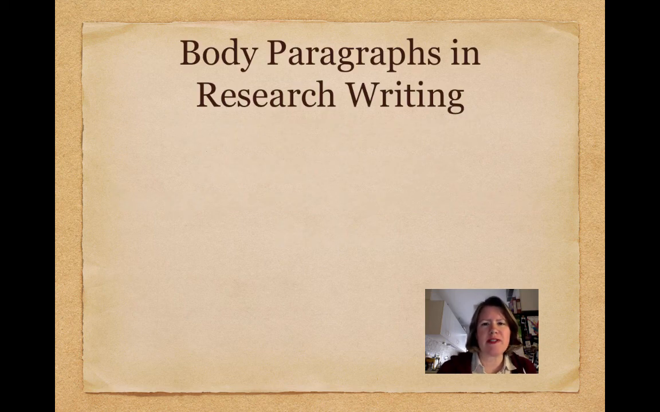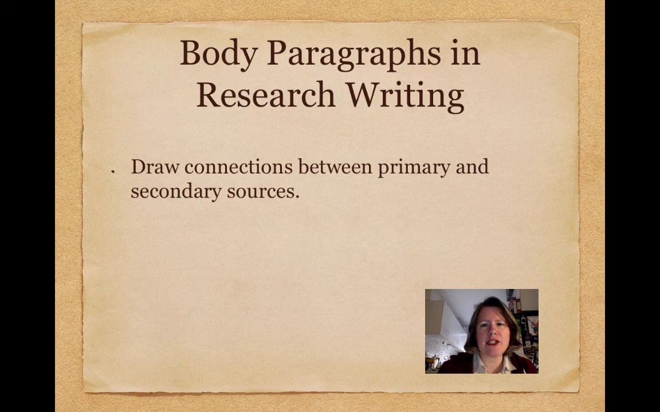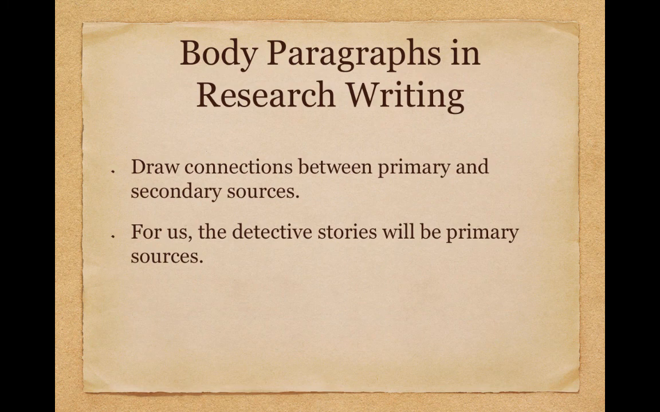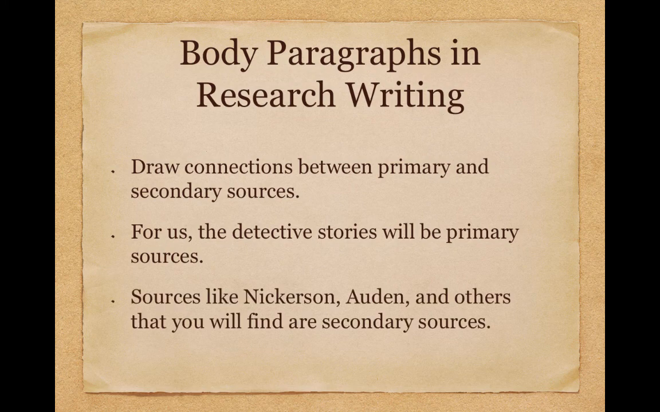All right, so for body paragraphs in research writing, you're usually drawing connections between primary and secondary sources. For us, in this class, the detective stories will be our primary sources. That means they'll be our source texts, the text that we are building our arguments from. But we'll also be using secondary sources, so articles that you will read and other sources that you might find to support what you're saying about those detective stories. And those will be our secondary sources. So far you've already read a couple of things that would be considered secondary sources. The Auden article and then the excerpt from Nickerson's book are secondary sources.